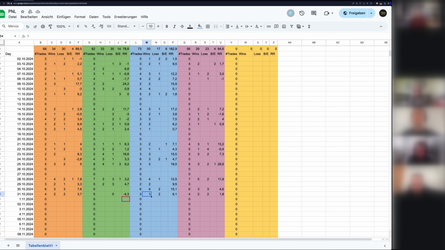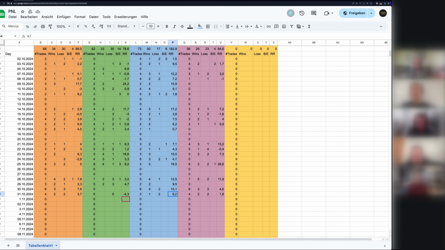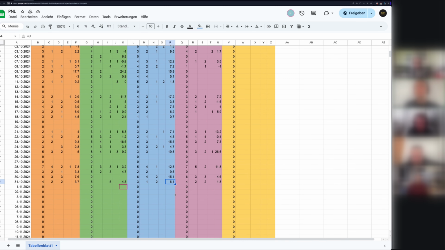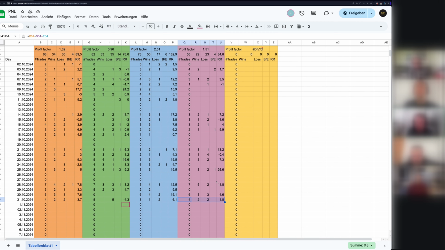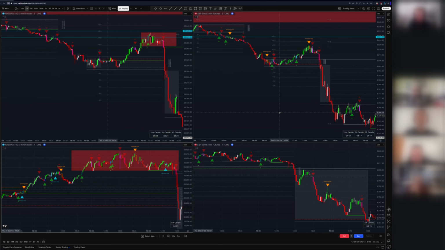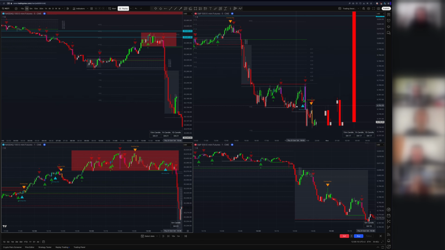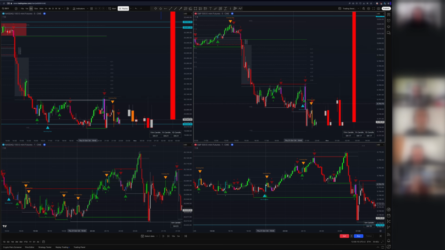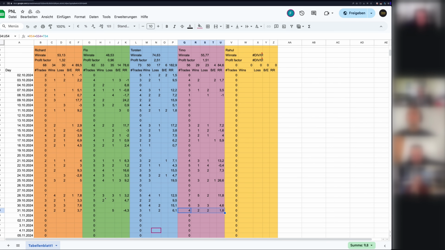One winning trade, 2 losing trades, but it was a good winning trade, obviously. And Timo 2 and 2. I think I forgot the winning trade. I think on a 1 minute chart here, I went long somewhere here, right? Yeah, 3R. You took half. Yeah, I think I forgot to increase the counter.